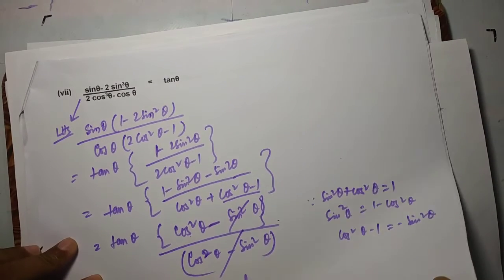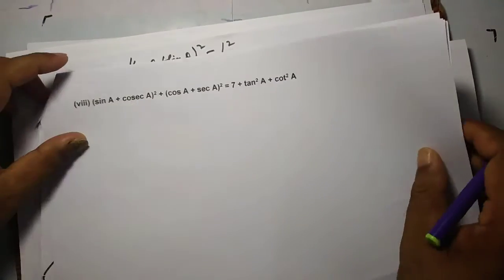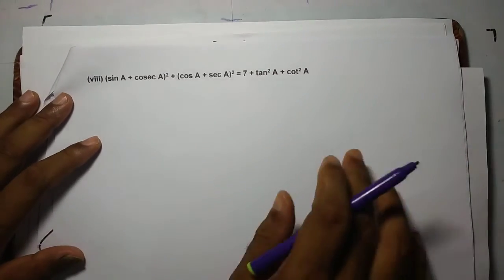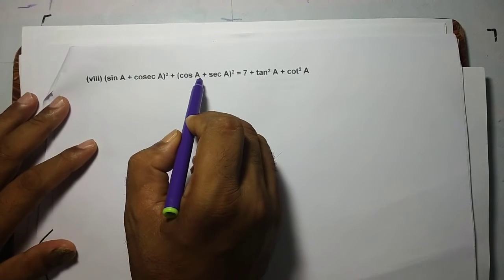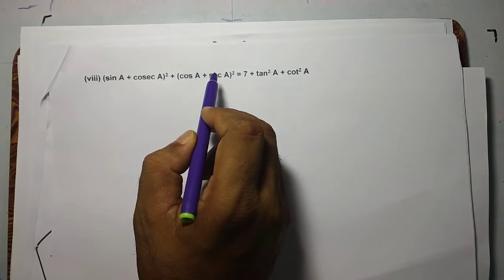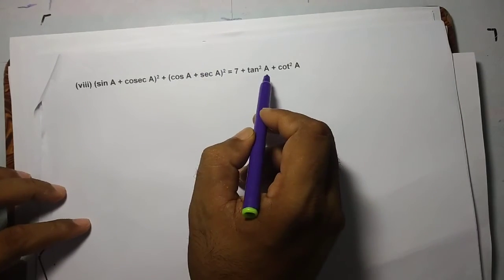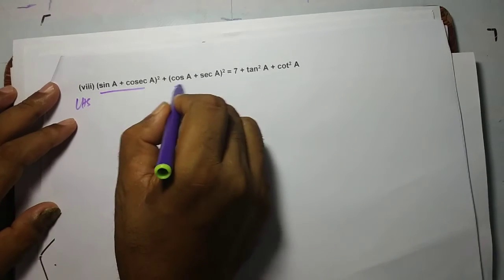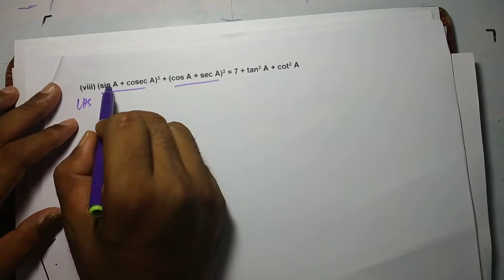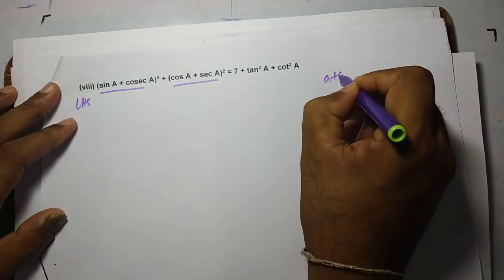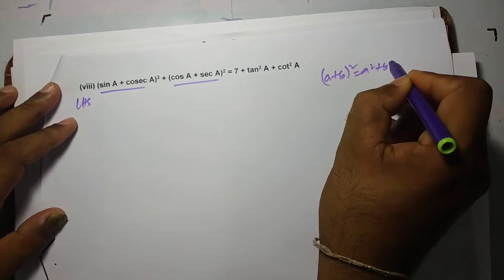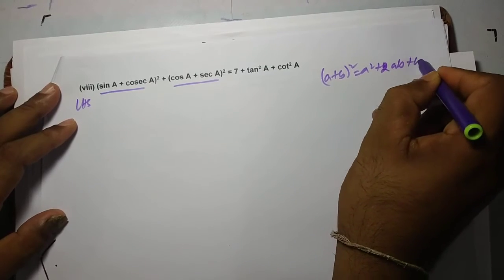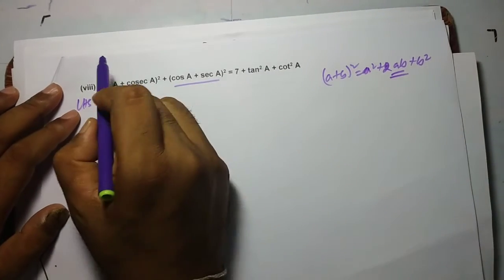Very good. So the next question is: (sin A plus cosec A) whole square plus (cos A plus sec A) whole square equals 7 plus this. So let's prove the LHS first. Just think of (A plus B) whole square: A square plus 2AB plus B square, right?